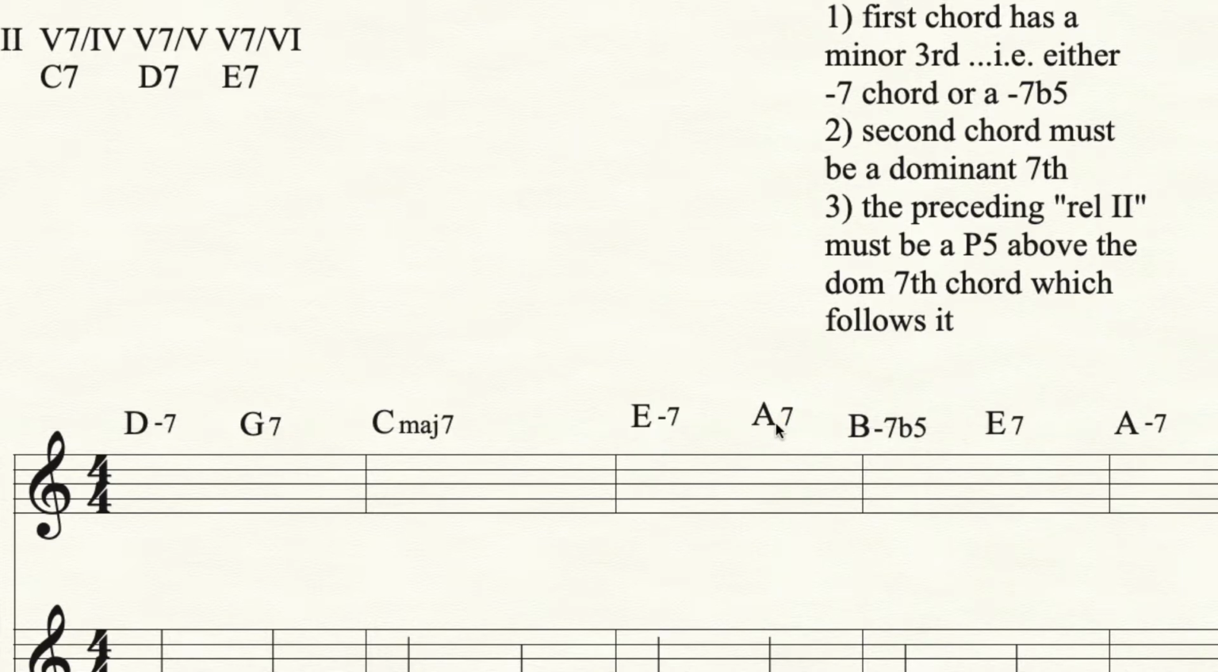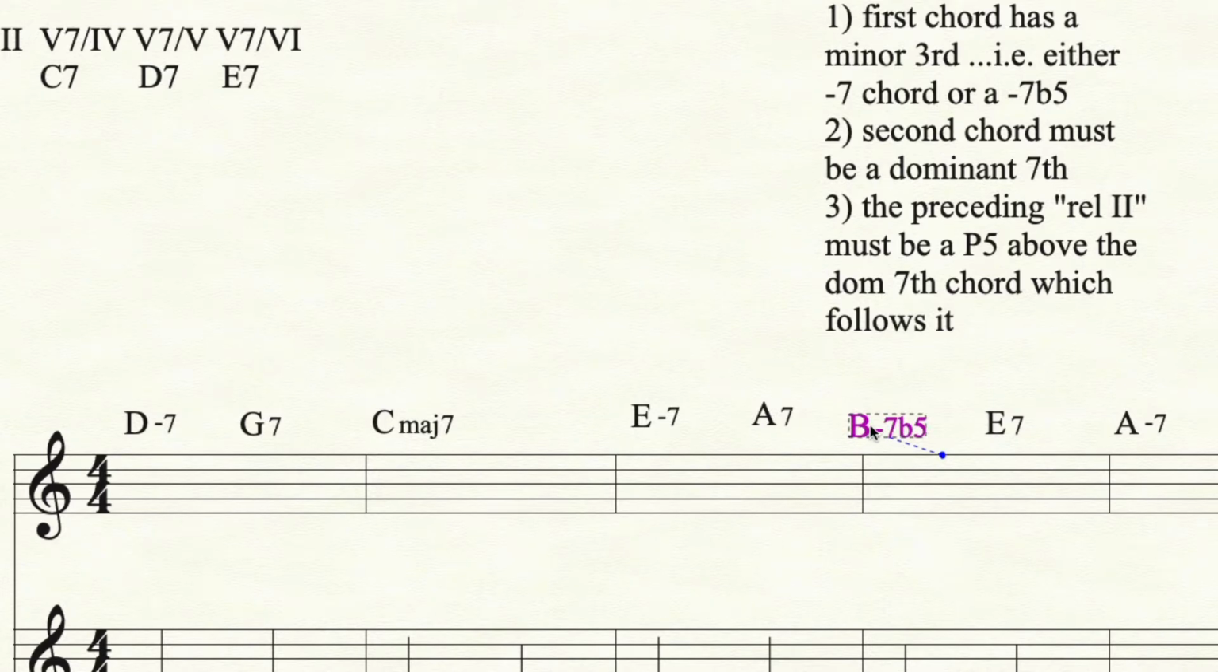And the answer is yes. It fulfills all 3 requirements. It's a chord with a minor third. It's a chord that is followed by a dominant chord, and the interval between them is down a perfect fifth. What about this chord? And the answer is yes, that is also a related 2.